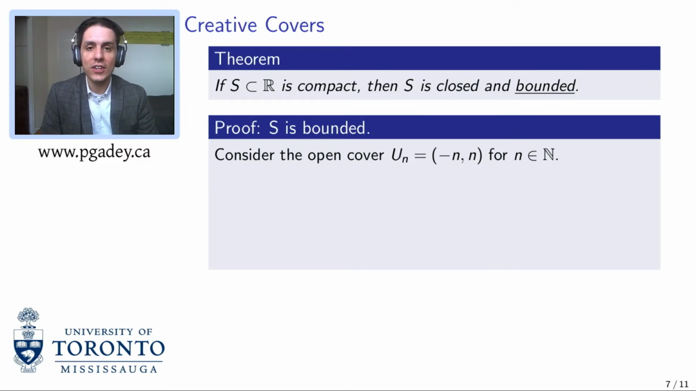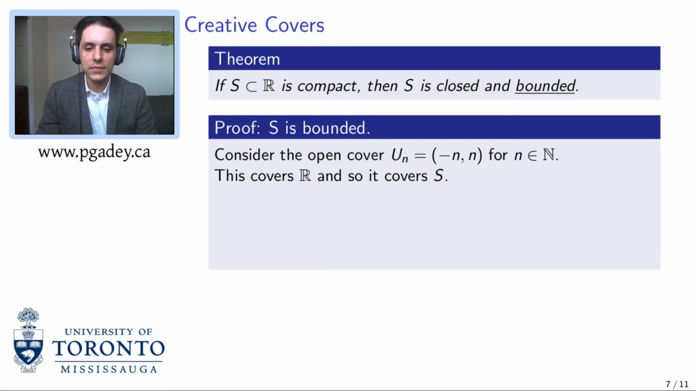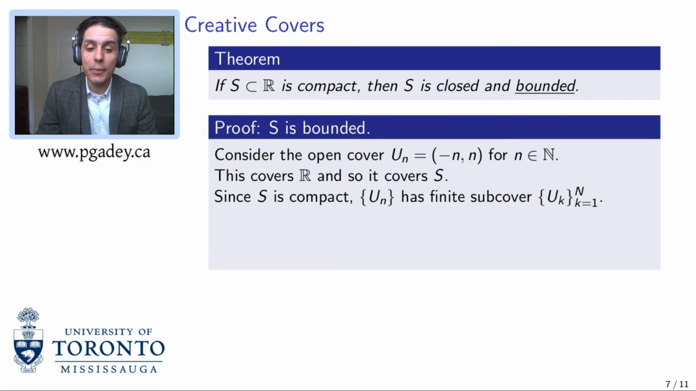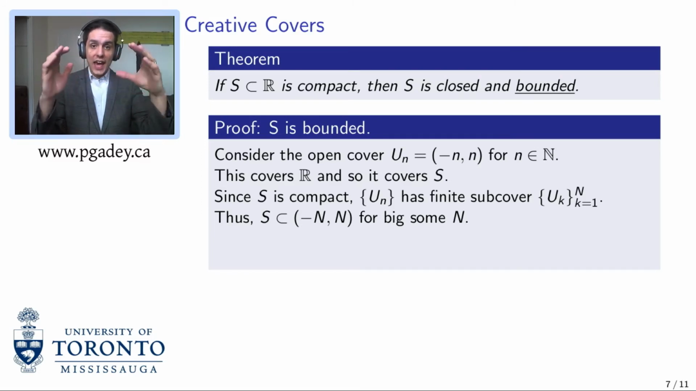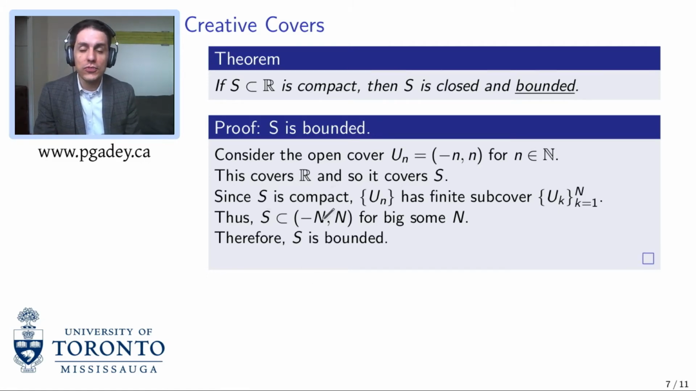So we're going to consider the intervals centered at 0, from -n to n. Right? These are the intervals that grow out from 0. This covers the real numbers, and so it covers the set S as well. Since S is compact, this has a finite subcover, and that finite subcover is going to have some fixed size. It's going to be a particular length, big N. So S is going to be contained in -N to N, and therefore S is bounded. So what does this look like? What's this proof really doing visually?